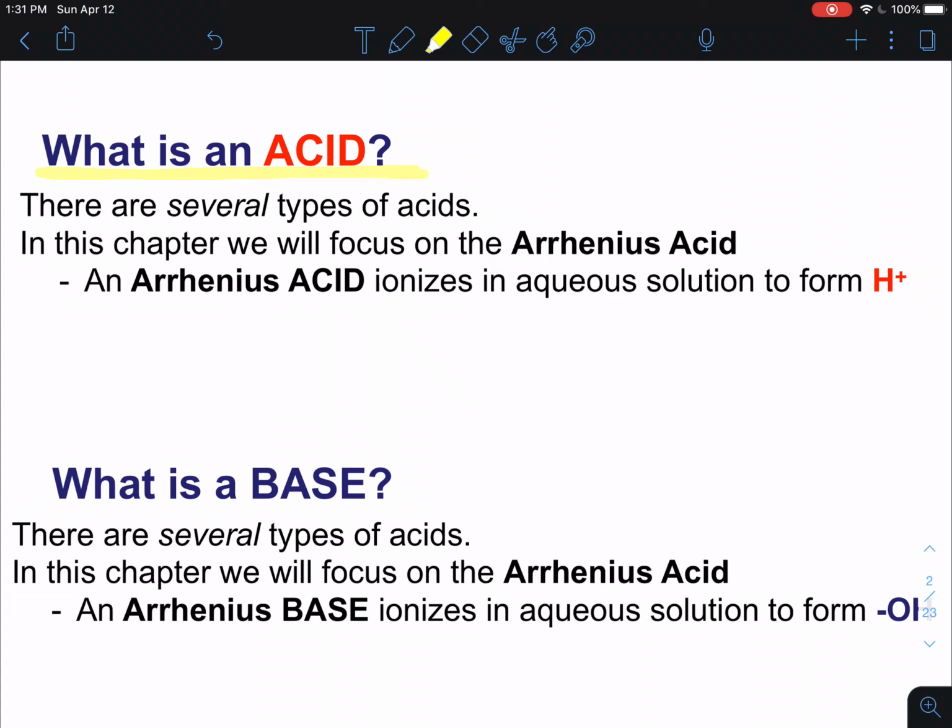So it's important for you to understand, first of all, that there are several different types of acids, and we will cover most of those in, I think, chapter 13 or 12, but it's in the future. For this chapter, I'm going to introduce to you a specific type of acid. This is called the Arrhenius acid. It's important for you to understand that when Arrhenius acids are in aqueous solutions, they ionize to form H+.